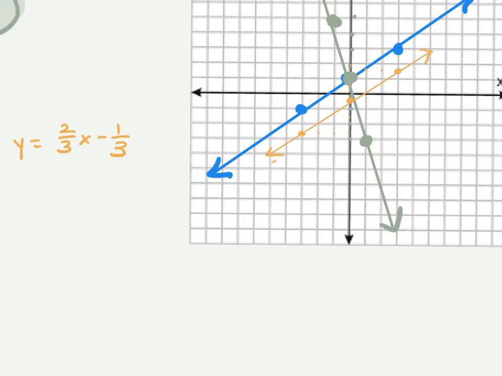And then from there, you want to count your slope. So WebAssign is going to ask you for slope and y-intercept. My slope here would be 2/3. My y-intercept is going to be 0, negative 1/3. So y-intercept is in the 0, comma, b format.